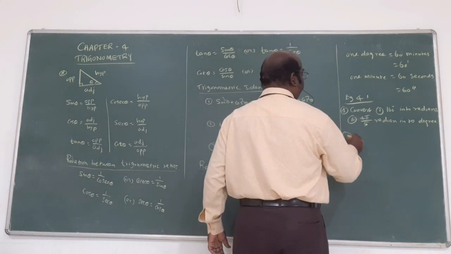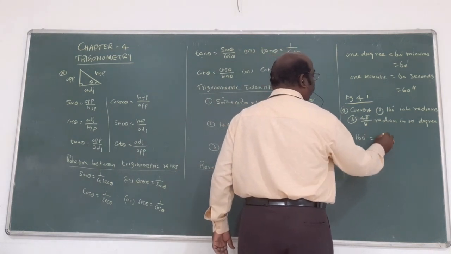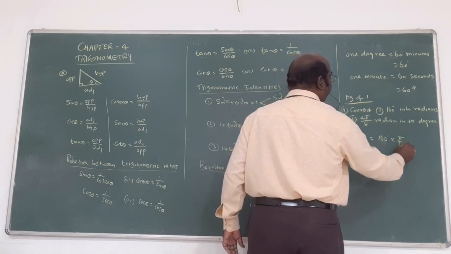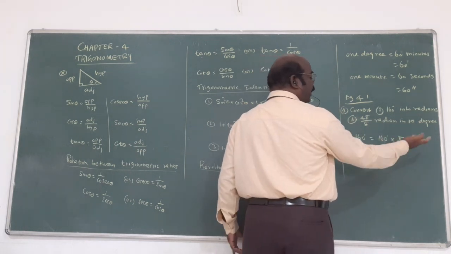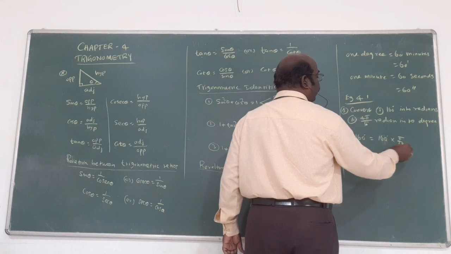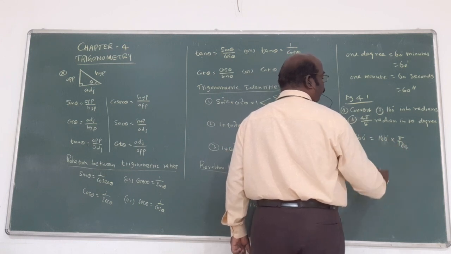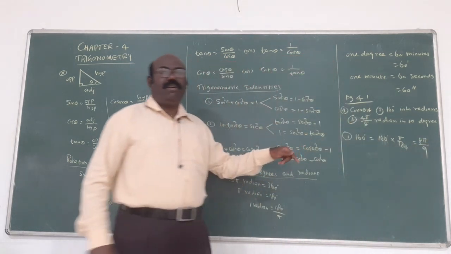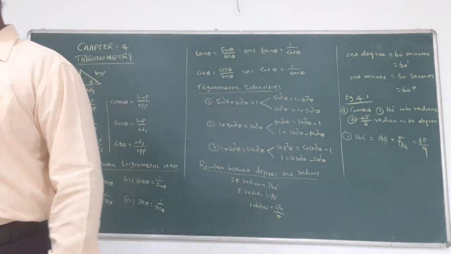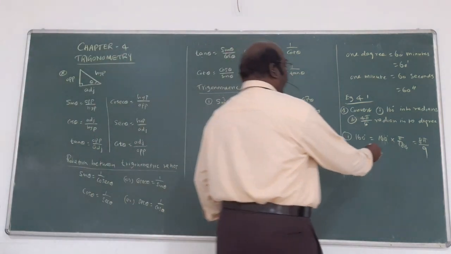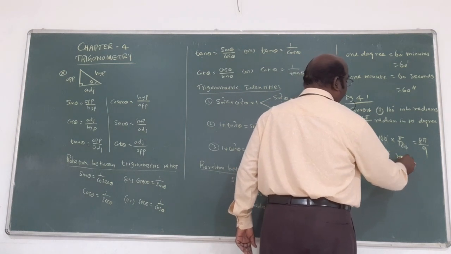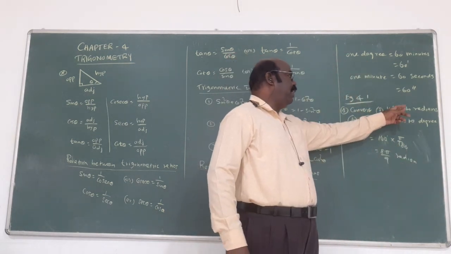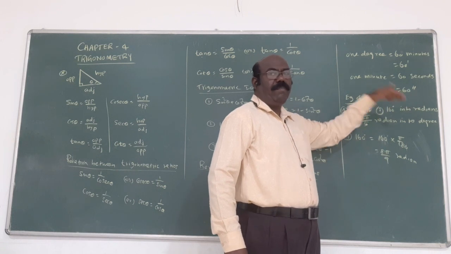The first solution. 160 degree is equal to 160 degree into pi by 180. Here pi is 180 degrees. Now cancel the zero, then cancel 2 times, and we get 8 pi by 9. This involves pi, so the answer is 8 pi by 9 radian. The first one was degree converted into radian, with pi involved. That is the answer.